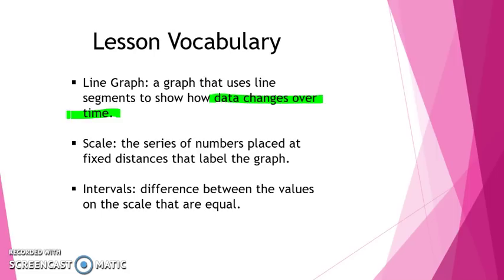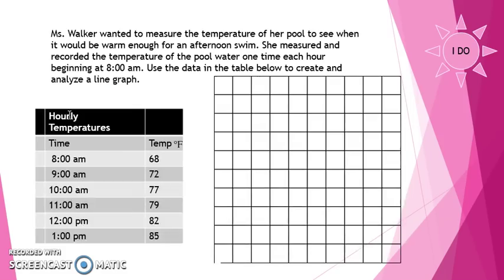And then lastly, we have intervals, and what that means is it's the difference between the values on the scale that are equal. So you may have an interval of 10, meaning you have one number that is 30, and say the next number is 40, your interval would be 10. Whereas you have one number that is 20, and your next number is 25, you would have an interval of 5. Okay, and we'll see how this works once we get into making our graphs.